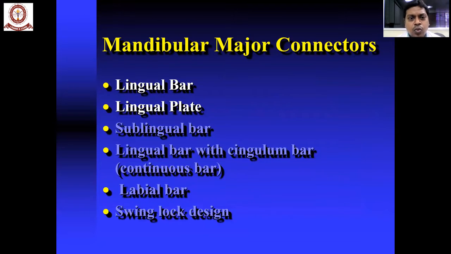Now we move on to mandibular major connectors. Under mandibular major connectors, we have the lingual bar, lingual plate, sublingual bar, lingual bar with a cingulum bar, labial bar, and swing lock design. So these are the six different types of mandibular major connectors. I repeat again: lingual bar, lingual plate, sublingual bar, lingual bar with a cingulum bar, labial bar, and swing lock design. The lingual bar with a cingulum bar is also called a continuous bar. So we're going to see them one by one.